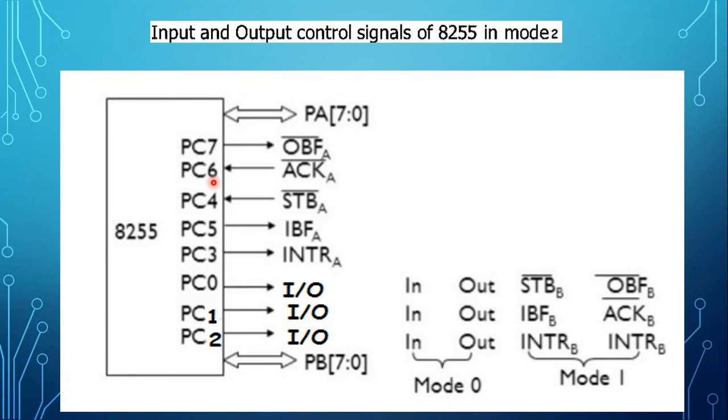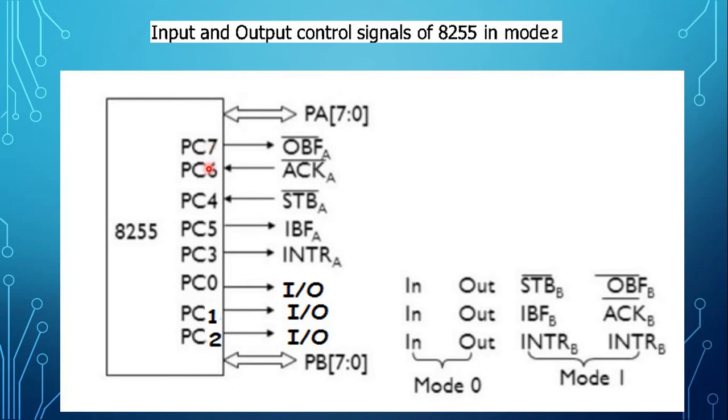The next one is mode 2. This is known as the strobed bidirectional bus input or output port. Only port A can be used in this mode, for bidirectional data transfer between the microprocessor and peripheral devices. PC3 to PC7, that is PC3, PC4, PC5, PC6 and PC7, serve as control signals for port A operation.